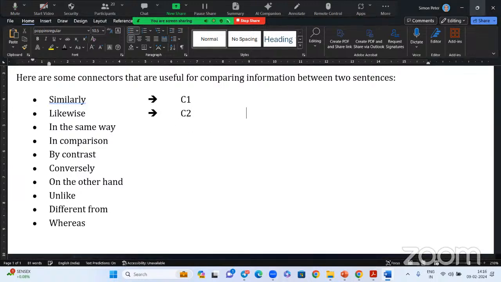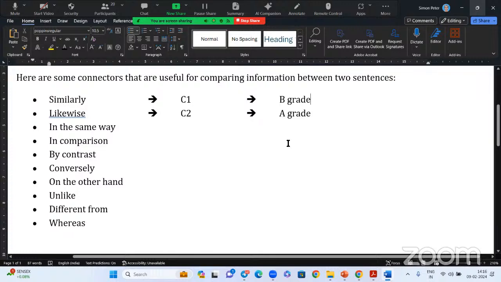So this will give you A grade. And this will give you B grade, because it is C1. Okay. Try to understand the power of the words: you'll get B grade.